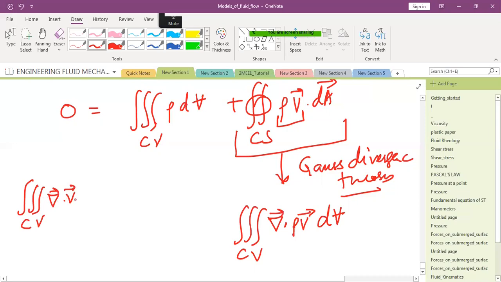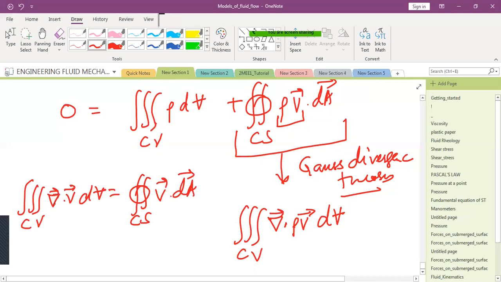The integral of a derivative over some region in space, the volume, is equal to the value of the function at the boundary. So the integral of a derivative, meaning the divergence of a function. Now here, what was the function? v. What can the function be here?